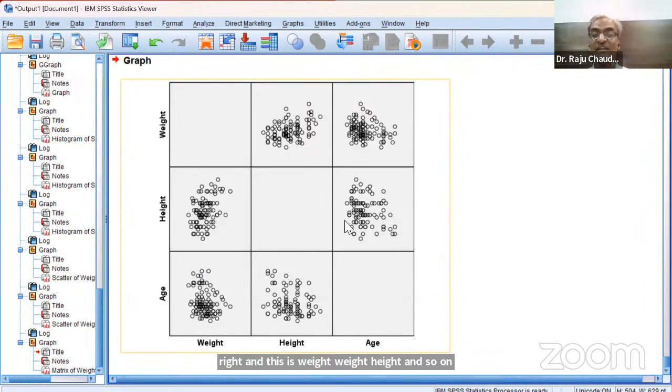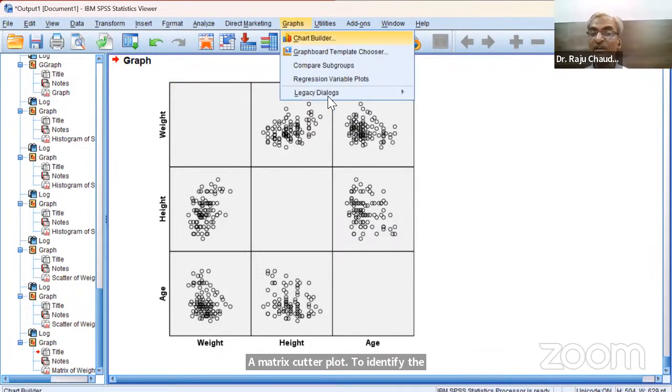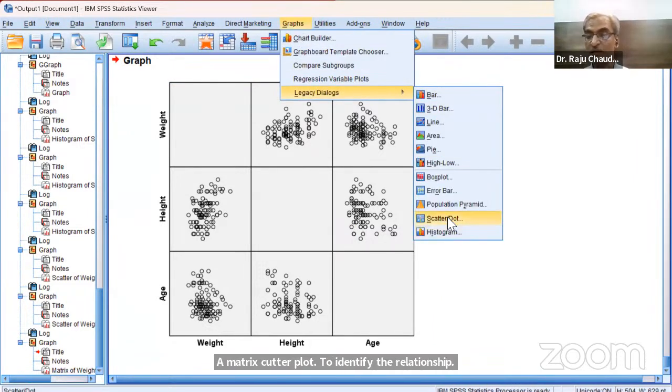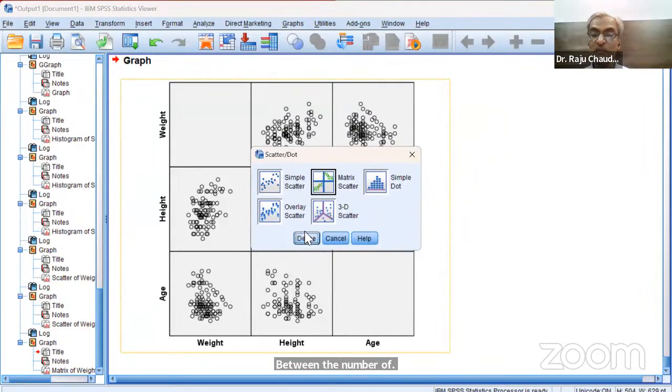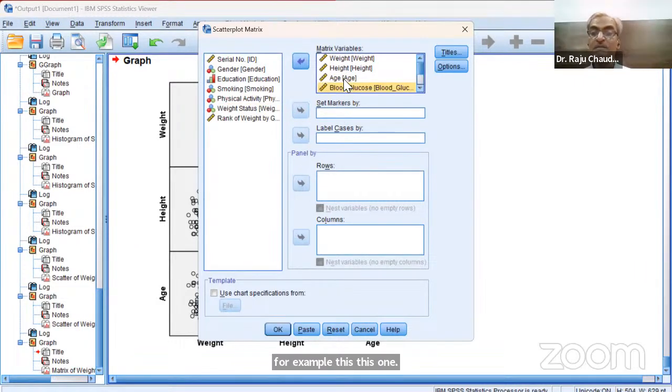So this is a matrix scatter plot. Many times we need to use a matrix scatter plot to identify the relationship between a number of variables. Say, for example, let us see some other variables. Say, for example, this one, body mass index. So just remove the earlier one.